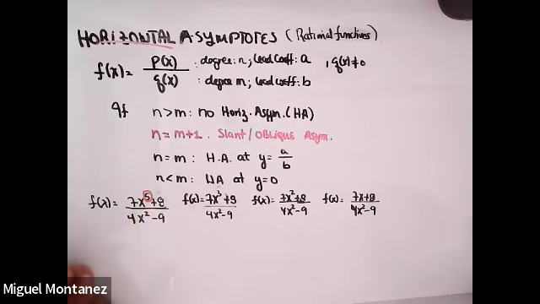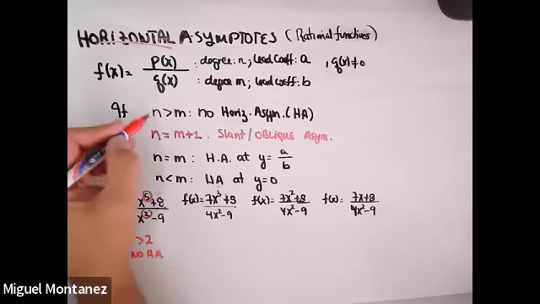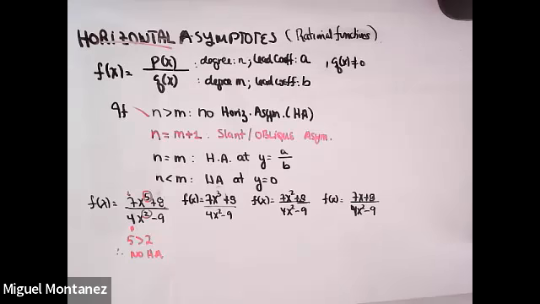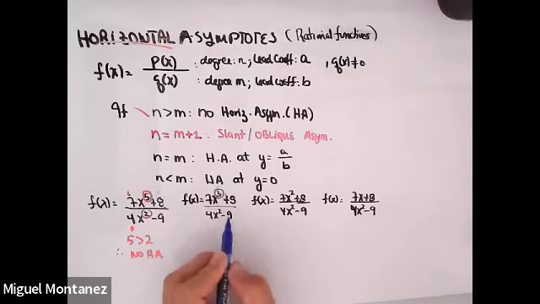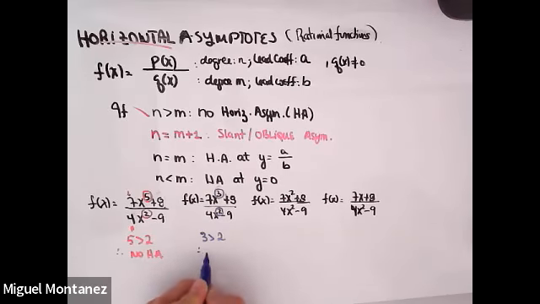The degree of the numerator, of course, is 5, leading coefficient 7, the denominator is 2, leading coefficient 4. In this case, since the degree 5 is bigger than 2, what can we conclude? Therefore, no HA. That would be case number 1. Case number 2, what do I have? The degree of the numerator is 3. The degree of the denominator is 2. In this case, 3 is bigger than 2. Same as here, no HA.